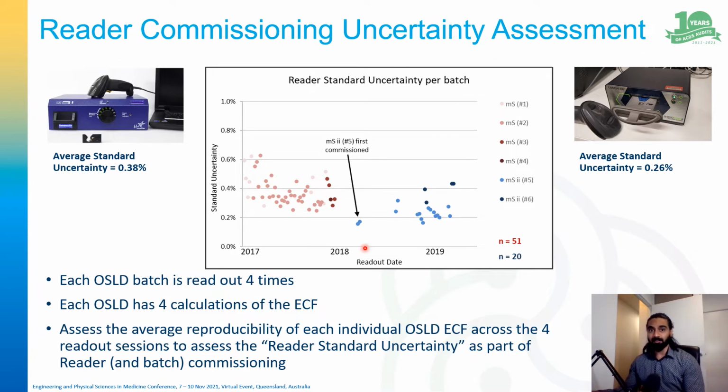And what we found when we first commissioned the MicroStar 2 reader that we had is that it had the best reader standard uncertainty statistics to date that we'd ever measured. And we can take the averages of the reader type. So for the MicroStar 1, we find an average standard uncertainty of 0.38%. And for the MicroStar 2 type, we find an average standard uncertainty of 0.26%.